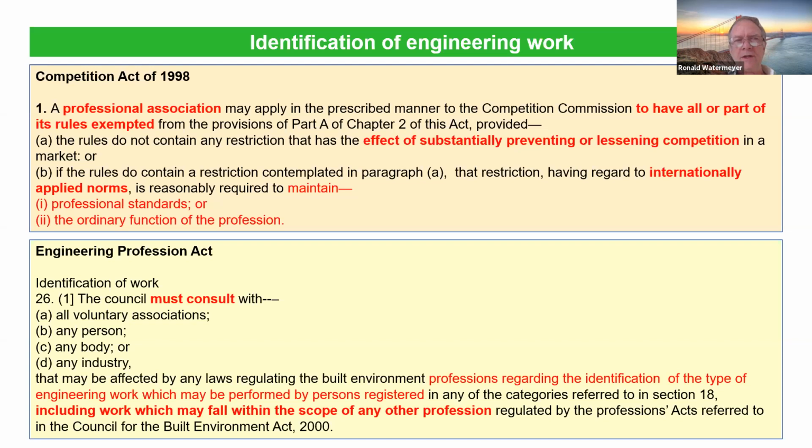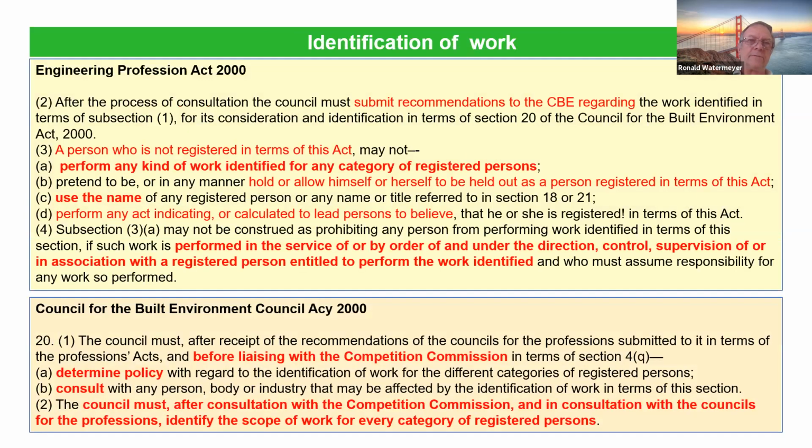Now, the Engineering Act, the ECSA Act that came out in 2000, had provisions for identification of work. The idea here was that the council must consult with all and sundry, the voluntary associations, etc., that may be affected by laws regulating the built environment profession, regarding the identification of the type of engineering work which may be performed by persons registered in any category of registration, including work which may fall within the scope of any other profession. So right from the outset, the Act made provision for identification of work, but recognized that there would be overlaps between professions within the built environment.